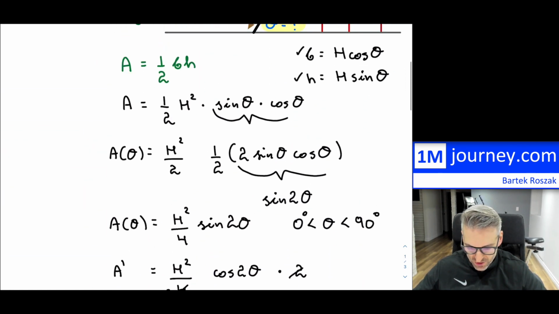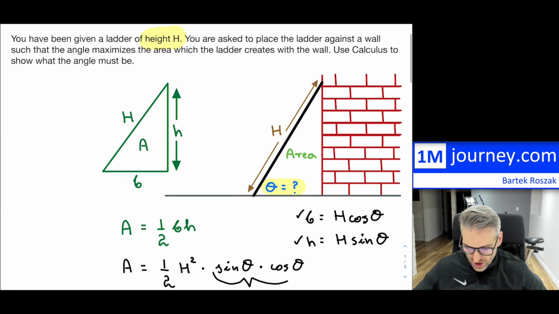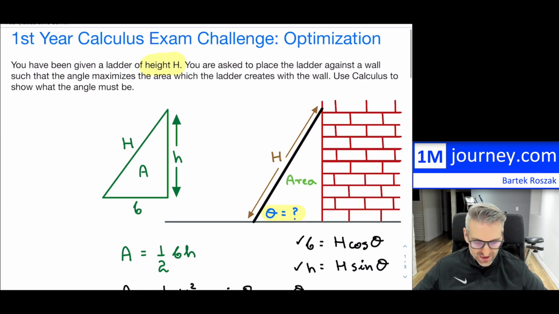And there you have it. So now you have proven and solved this fun calculus problem from first year.